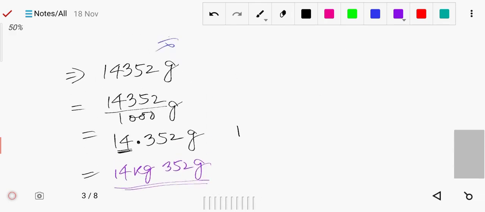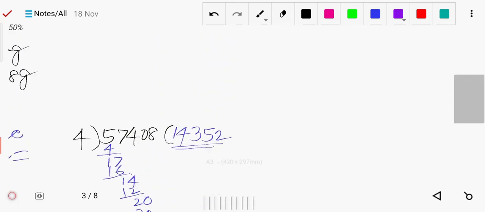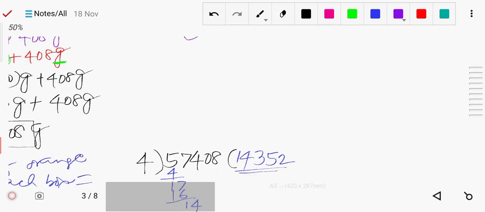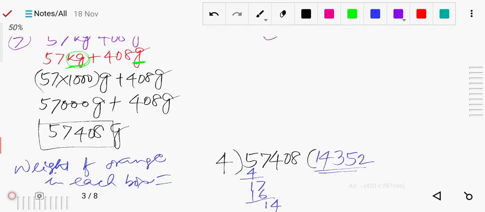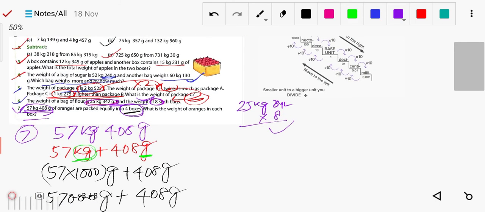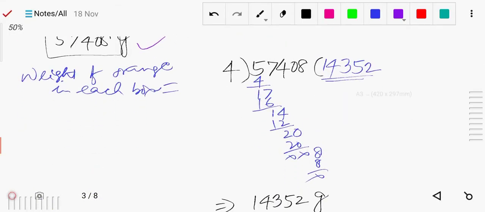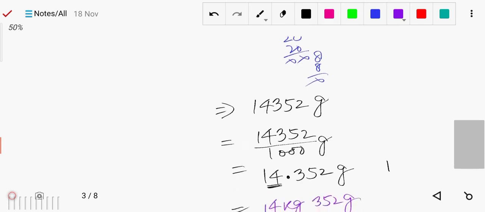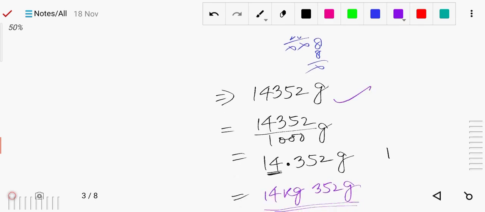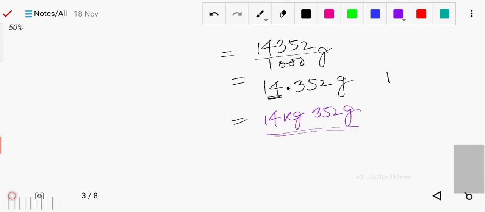Likewise, first of all, change to the same unit. It is given combinedly in kg and gram, so we change it to the same unit. After changing, divide by 4, and whatever quotient we got is in gram. So now change it to kilogram and gram.